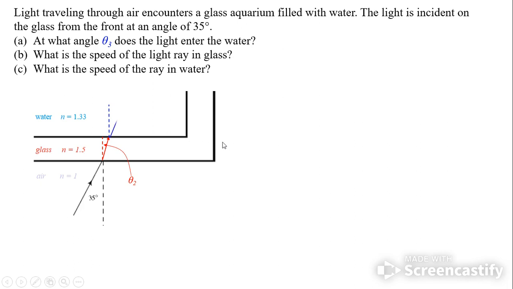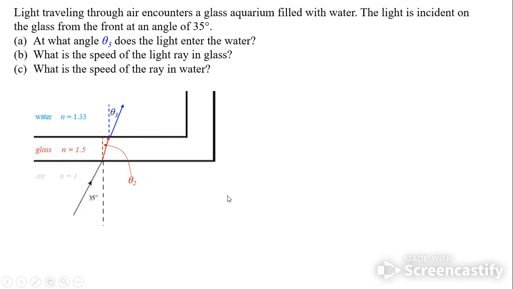Okay. And then since it's going to go from glass, which is more dense, into water that's a little less dense, it's going to veer away from the normal line. So I've drawn the blue here kind of veering to the right a little bit away from the normal line. So keep those concepts in mind. And this would be our theta 3. So we have theta 1, which is given to us, 35. We need to know theta 2. And then finally, it's asking us to find theta 3, which is in water.